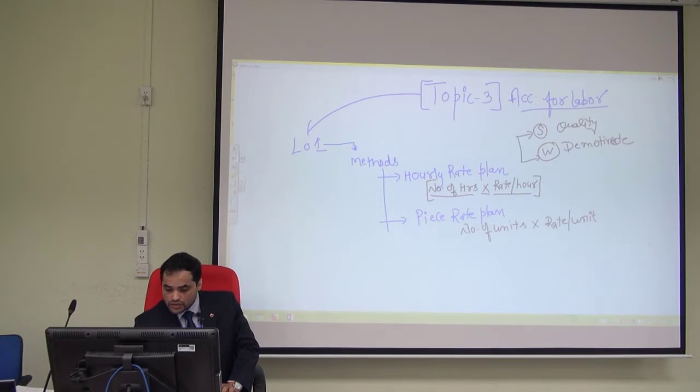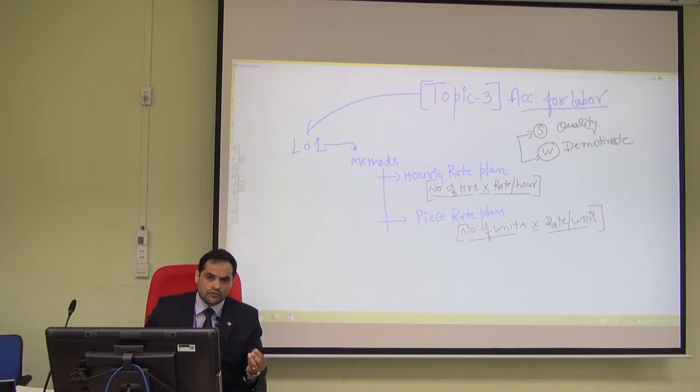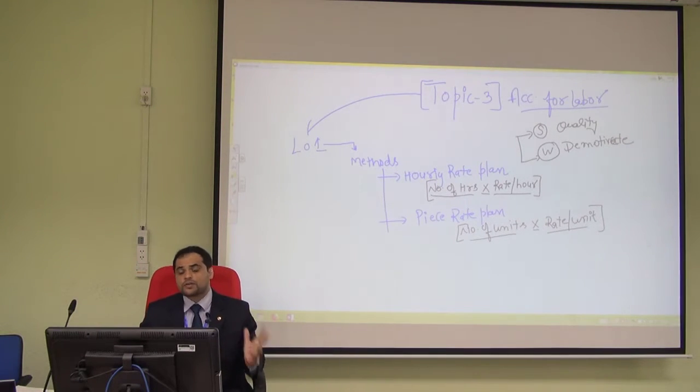So number of units multiplied by rate per unit. So it depends on how many products the worker produces, and the company pays them according to each product. Let's say a worker produces 50 products, and the company pays $10 per product. So that means the labor cost will be $500.